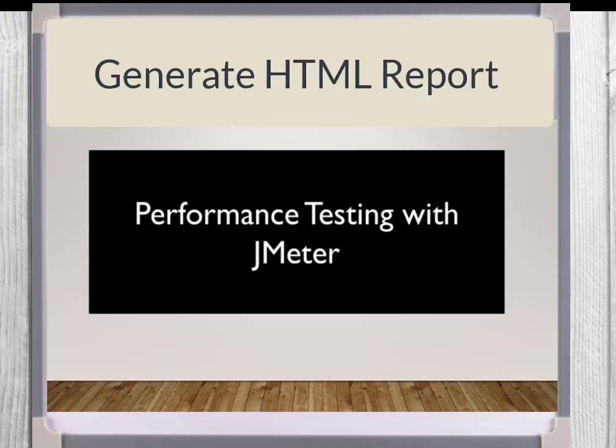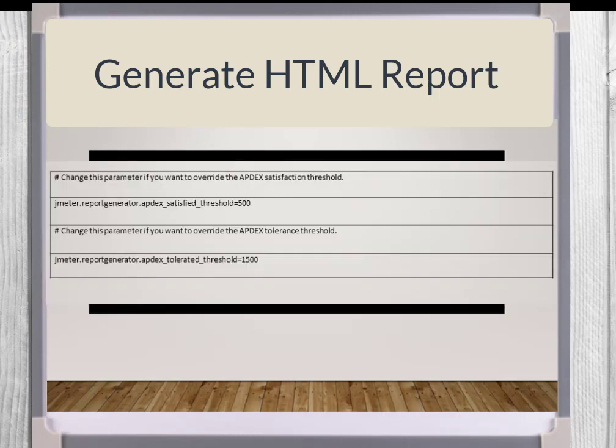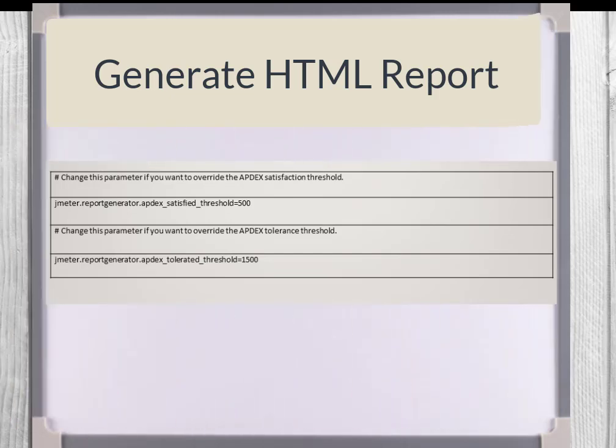So, to change the threshold values for aligning with SLA requirements, find the following in the user properties file. The two values are defined in milliseconds. The satisfied threshold is set by default to 0.5 seconds, and the tolerance threshold is set to 1.5 seconds.